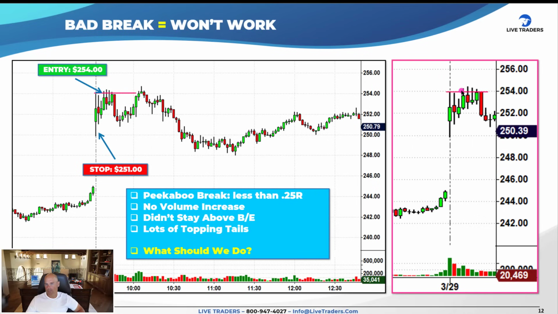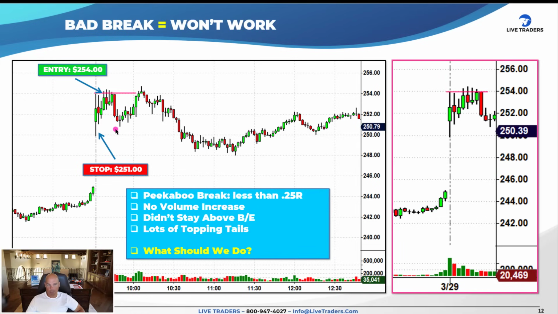What happens? It peekaboos. This is a stock where you're looking at a legitimate 3 cent stop loss. $2.54 is the entry. $2.51 is probably the stop loss. It peekaboos over by what, 50 cents? Somewhere around there. And then immediately pulls back, tug of war, topping tail again, right there, big topping tail. Then you get a green bar and then boom. And what happens? It doesn't work. It pulls back and stops you out.